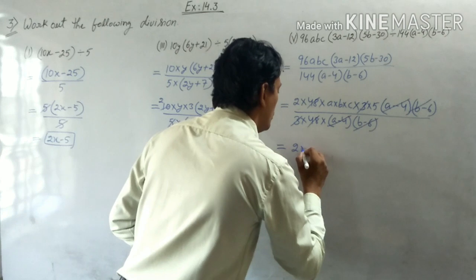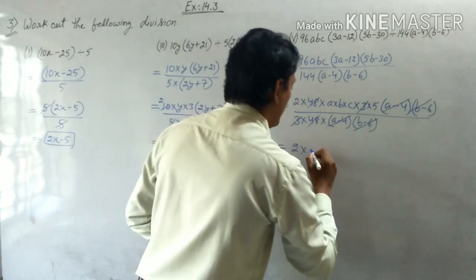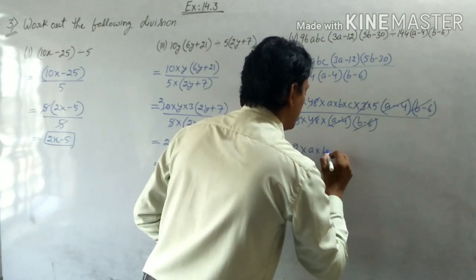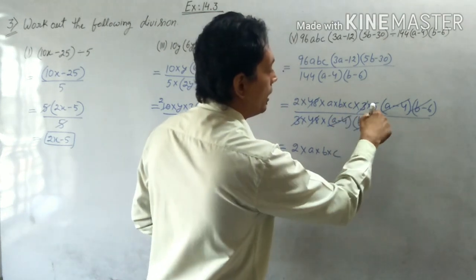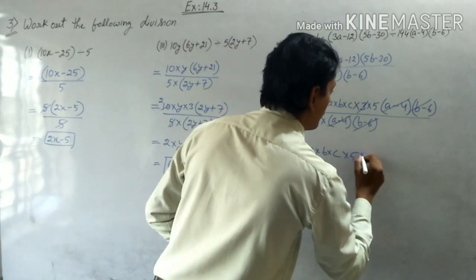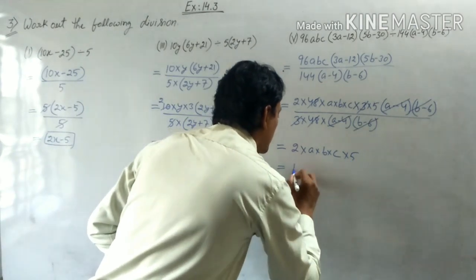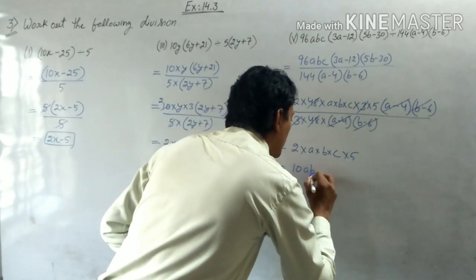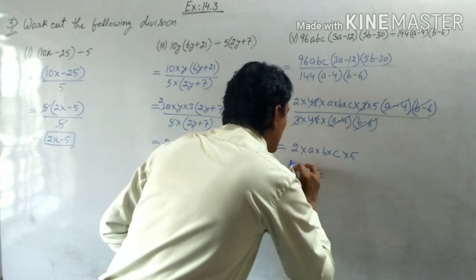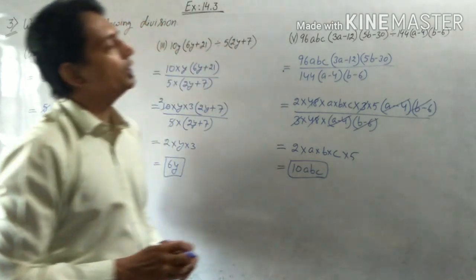So we are writing 2 into a into b into c into 5, and nothing remains. So we can write this as 5 into 2, that is 10abc. So this is your answer after division.